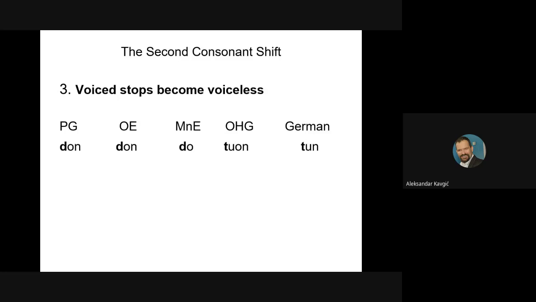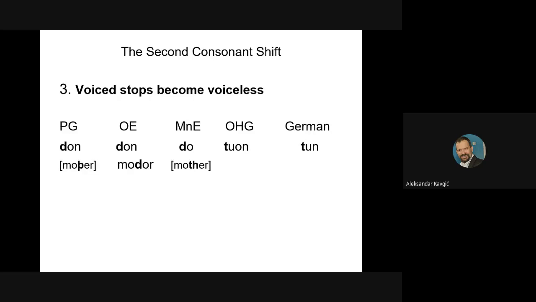If anybody speaks German, you know that this is one of the most common verbs. Ich möchte etwas zu tun, treba mi nešto da radim. Tun is really a common verb, but it's actually do. The only reason why it's pronounced as tun is this second consonant shift.